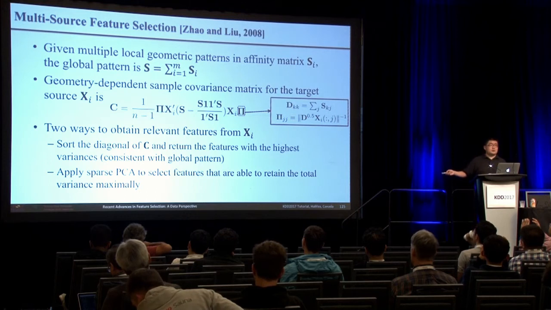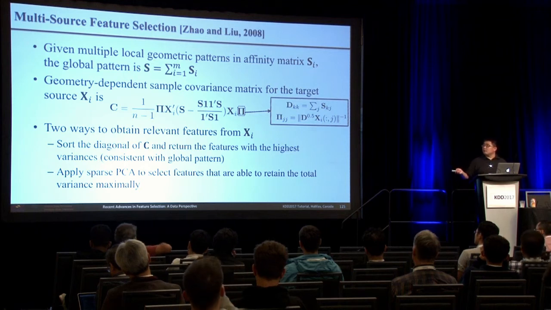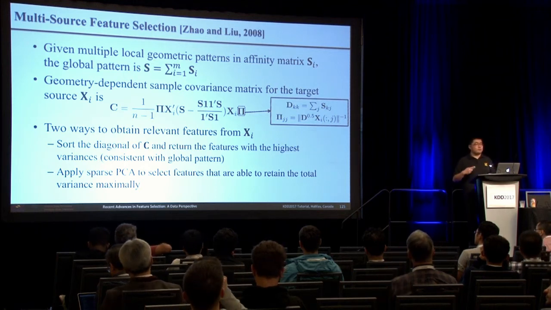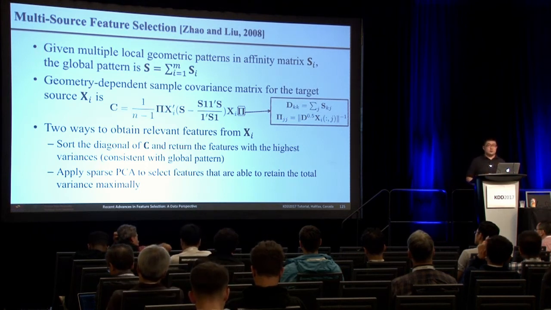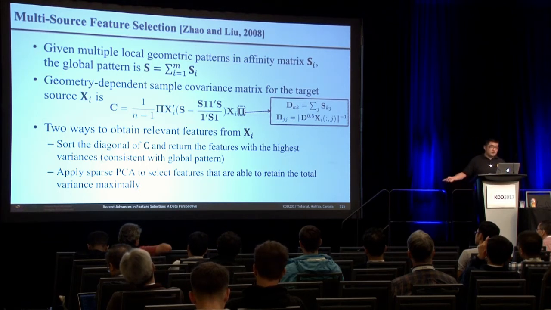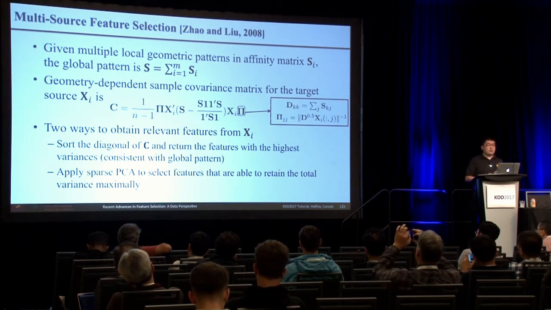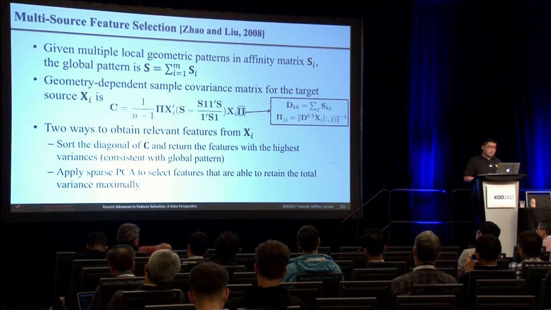But this method has some problems. One limitation is that it is very similar to the Fisher score or the Laplacian score we have introduced previously. They cannot consider the redundancies between different features. Therefore, they apply a different method, using sparse PCA to select features that are able to retain the total variance maximally. In other words, this method can capture the interactions between different features.